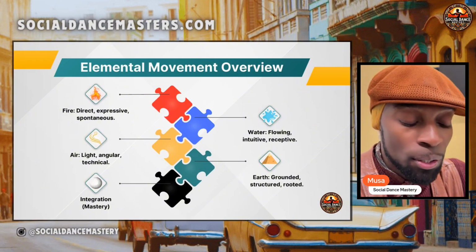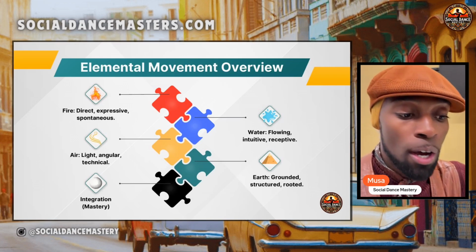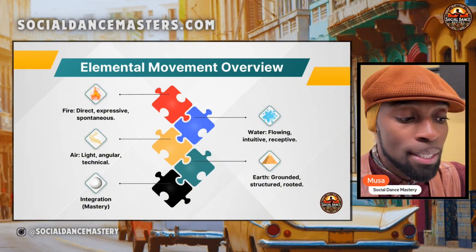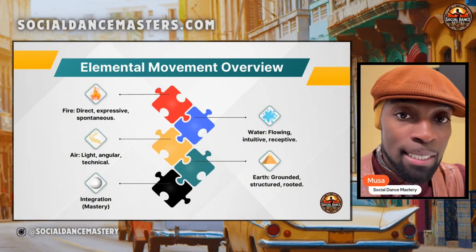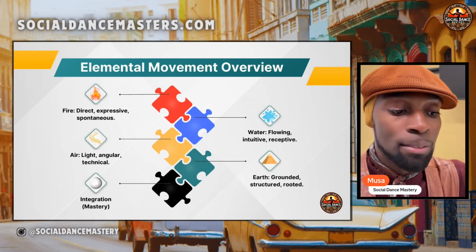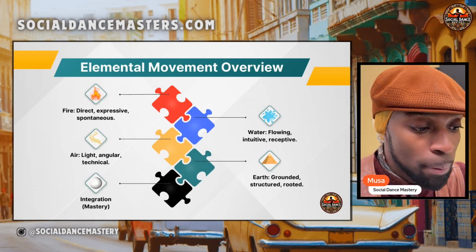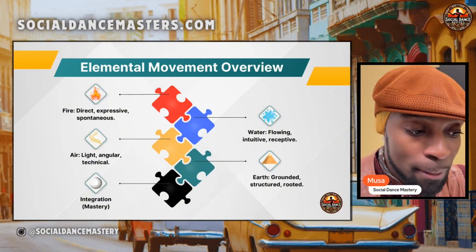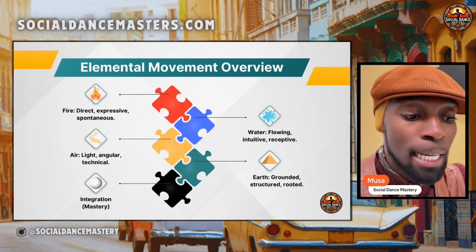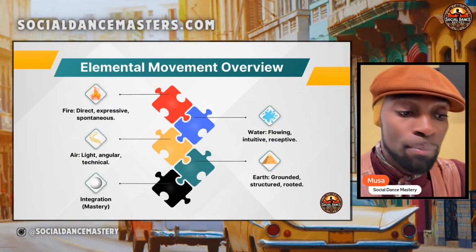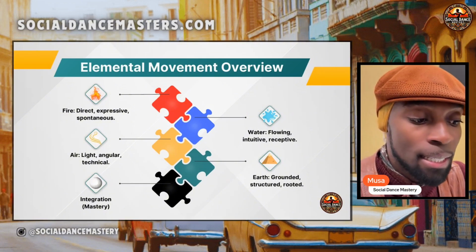Moving into earth, which is grounded, structured, rooted. So these are just the raw elemental characteristics. You can almost visualize how these descriptions can be translated into movement. It's really not that hard to conceive, right? For example, let's focus on water. Water being flowing, you can see movement that flows, movement that's intuitive, or movement that's receptive. I can see movement that receives the tension from another partner, right? That could be receptive movement.